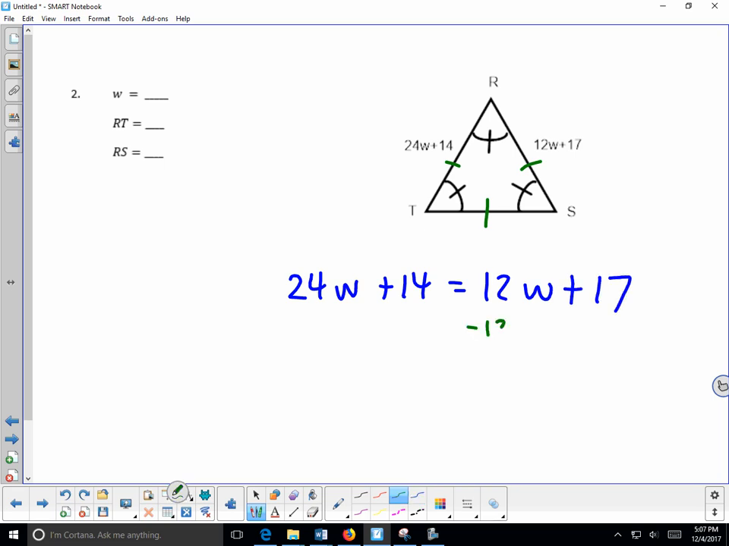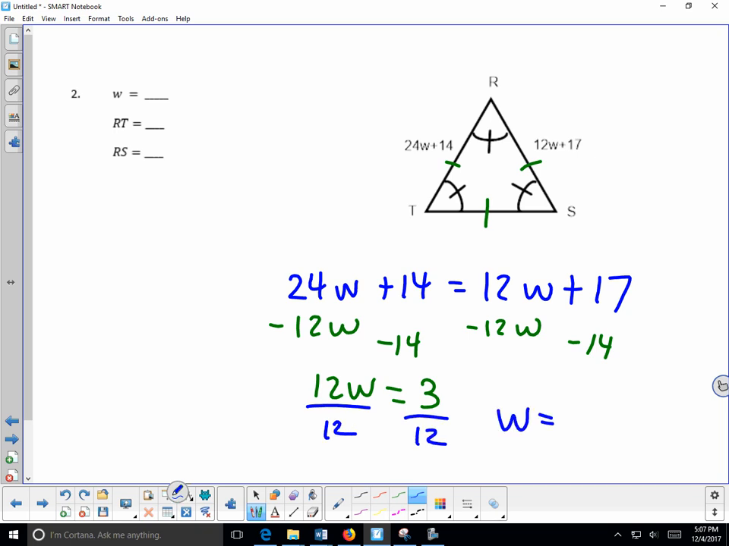And so let's subtract 12w from both sides. And let's subtract 14 from both sides. So we'll end up getting 12w on the left and 3 on the right. And when we solve this, we're going to divide both sides by 12, and we get w equals 1/4. So w is equal to 1/4.